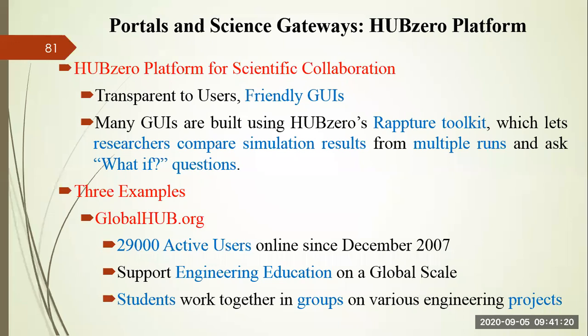If you see this, there are 3 examples of the HubZero platform. One is called globalhub.org. This globalhub.org has 29,000 active users online, since December 2007.